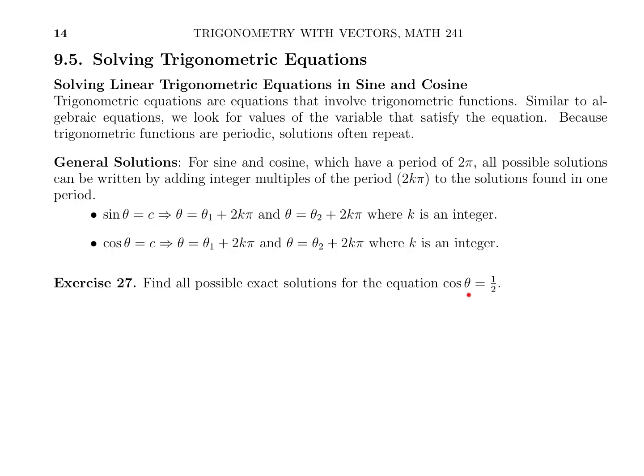Notice that cosine theta is already isolated, so that's a good start. We always have to start there. We always have to make sure that the cosine or the trig function is isolated. Once it's isolated, you're going to look at the unit circle and find the two angles in which cosine is equal to 1/2.